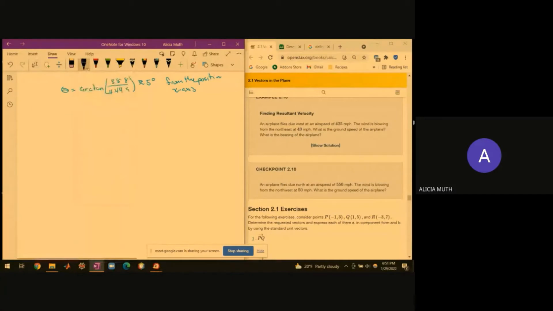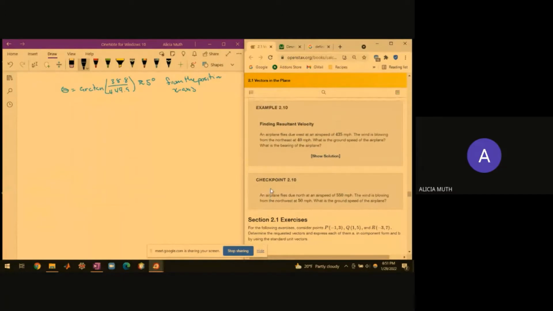All right, so let's tackle our last example in section 2.1. So this is regarding resultant velocity. So this is example 2.10, finding resultant velocity.